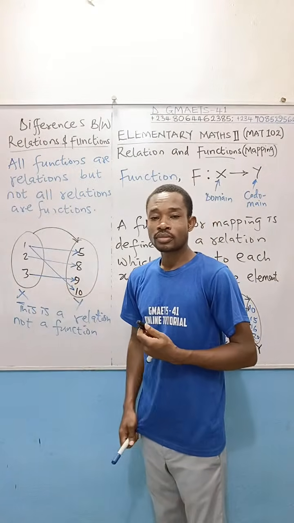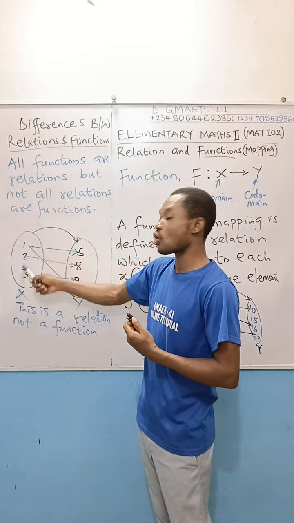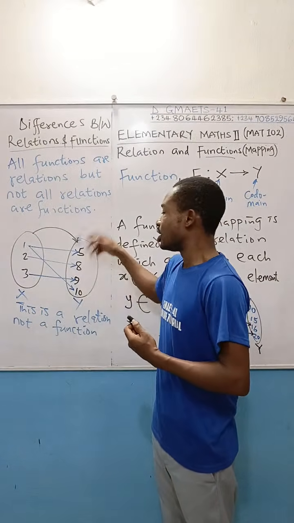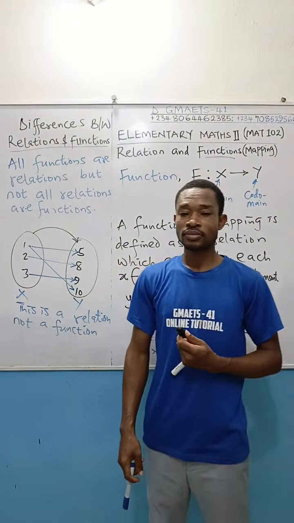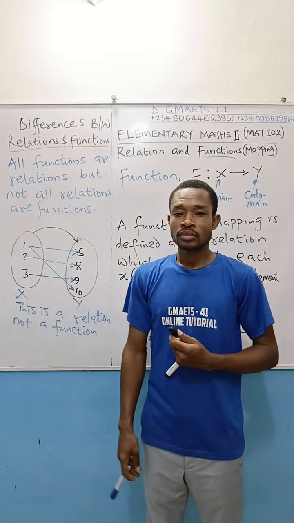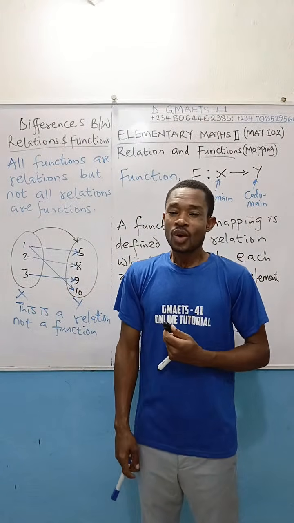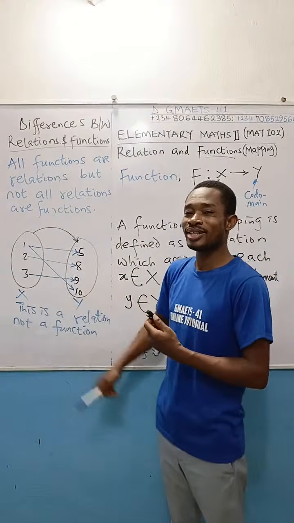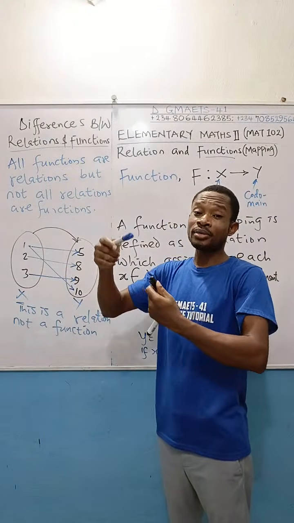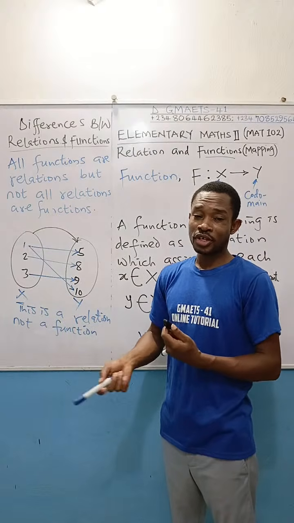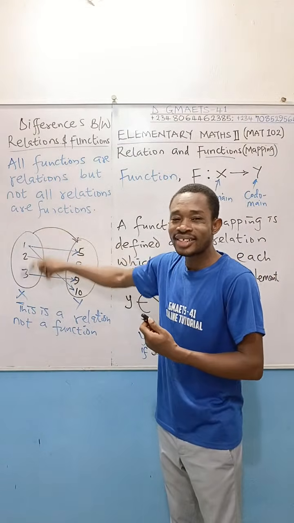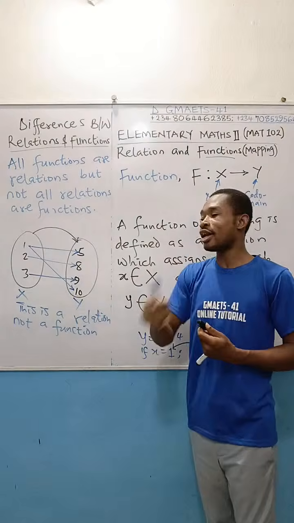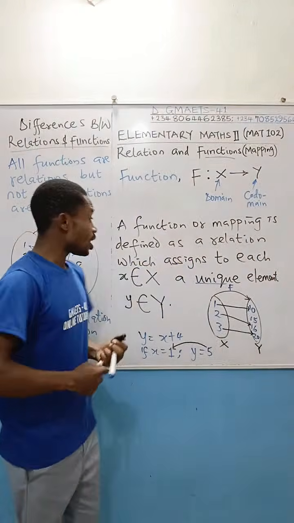Condition number 2: an element from the domain cannot be mapped to different elements, cannot be assigned different values in the codomain. It is not possible. But take note, please. What I said is that one element from the domain cannot be assigned to different elements in the codomain. The other way around is possible. What is possible the other way around? Different elements in the domain can be assigned to one element in the codomain. That one is possible.